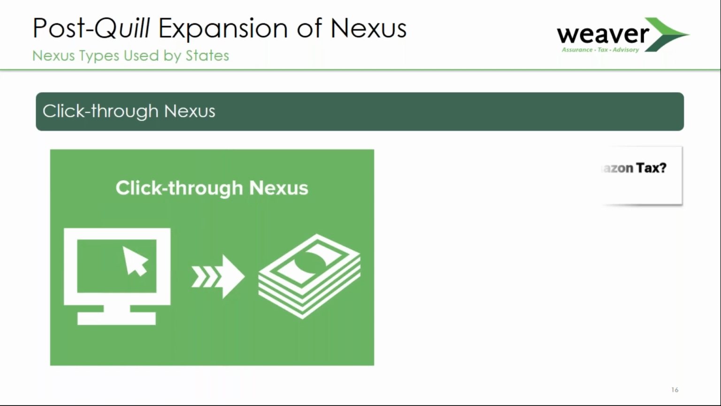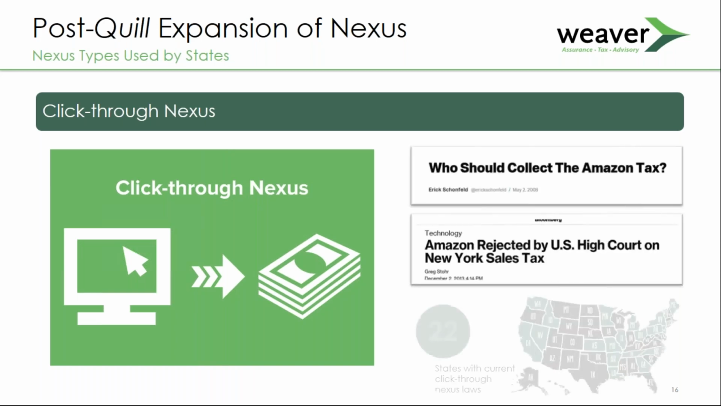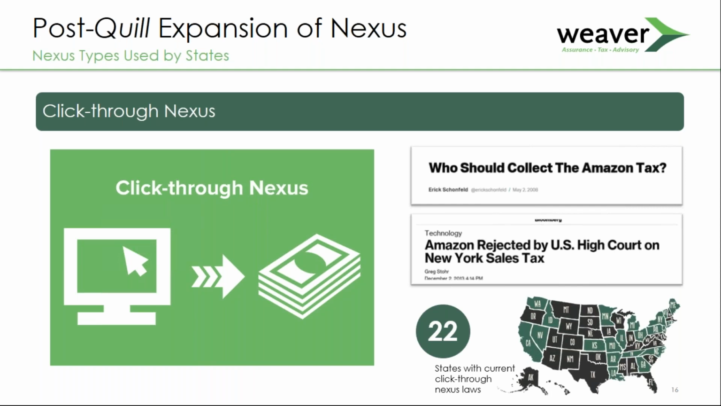Then we had click-through nexus. New York was the first state, back in 2008, to introduce a click-through nexus idea. This is where a retailer or service provider that contracts with a company located in-state, which directly or indirectly refers any potential customers to the retailer through a web link for a commission or other consideration, then also has nexus with that jurisdiction. There are 22 states that enacted click-through nexus legislation, including California, Illinois, Maine, Missouri. That was a relatively recent one, back in 2008.